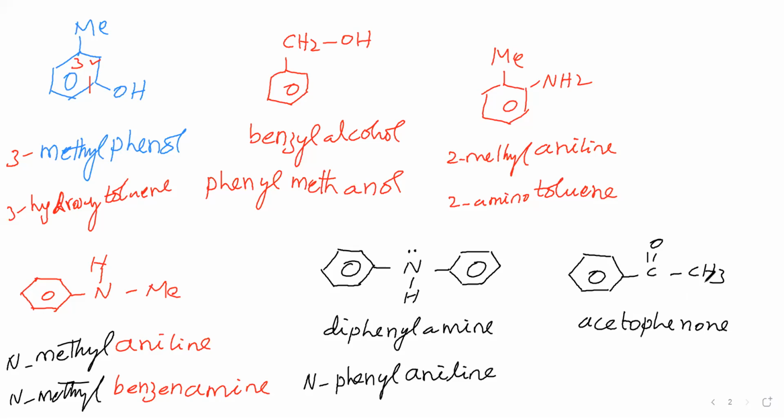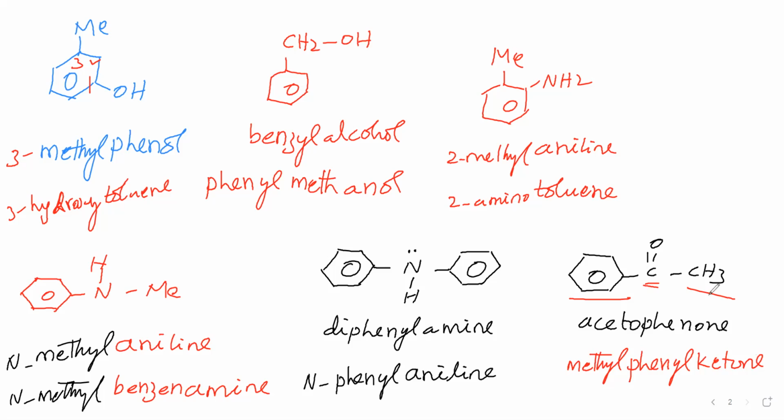Okay. Next, another name we will say for this. CH3 name is methyl. This C6H5 is phenyl. This CO is ketone. So methyl phenyl ketone is the name of this one.